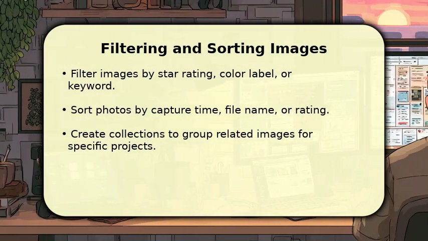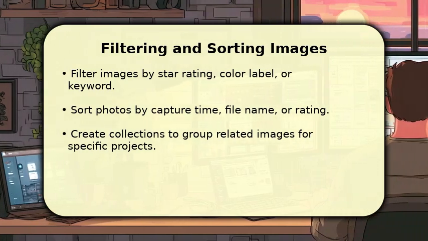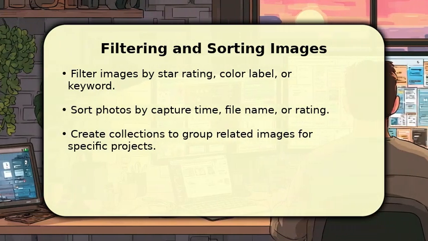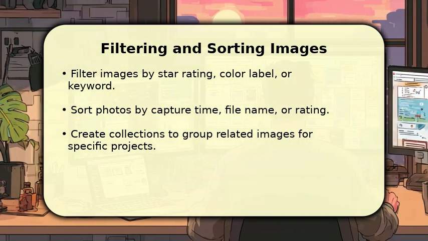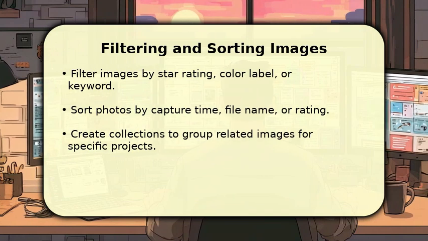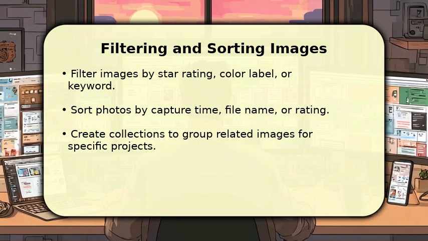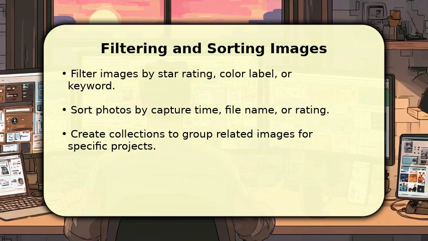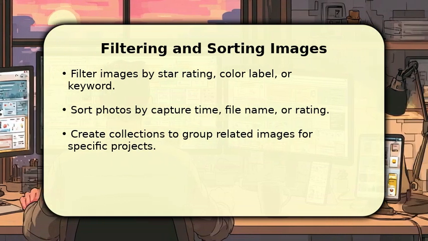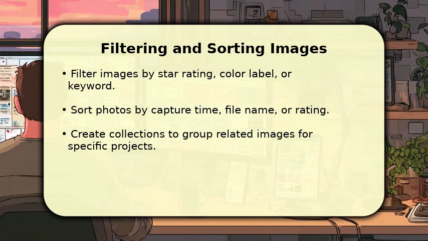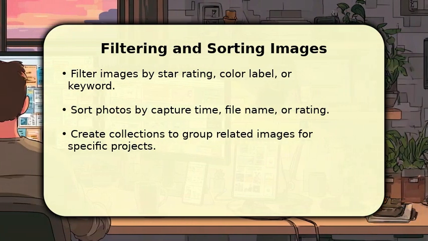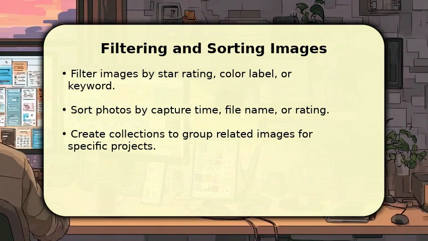Once your photos are rated and labeled, filtering and sorting become incredibly powerful. You can filter to view only your 5-star images or all photos marked with a green label. Sorting by rating or capture time helps organize your view. Consider creating collections to group images for specific projects, keeping your workflow highly organized and efficient.